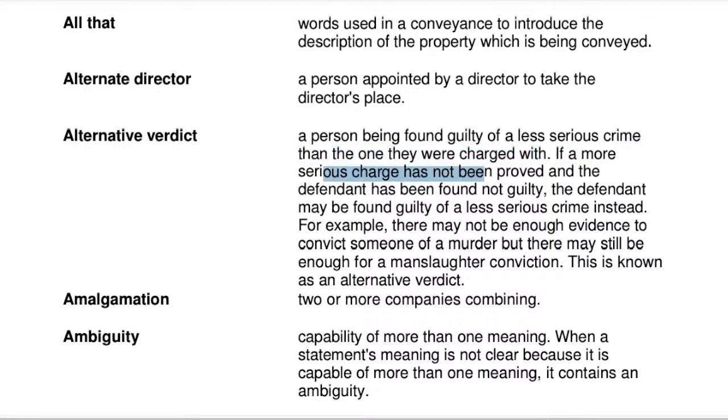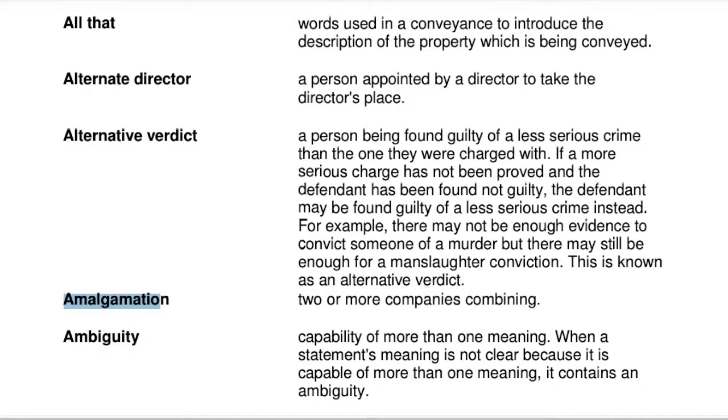If a more serious charge had not been proved and the defendant had been found not guilty, the defendant may be found guilty of a less serious crime instead. For example, there may not be enough evidence to convict someone of murder, but there may still be enough for a manslaughter conviction. This is known as an alternative verdict.